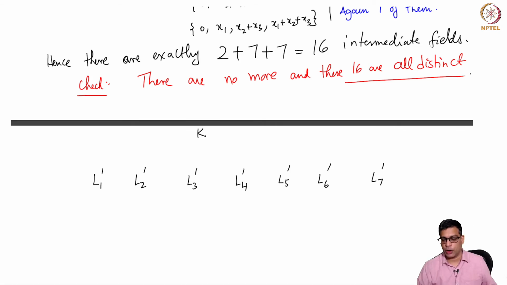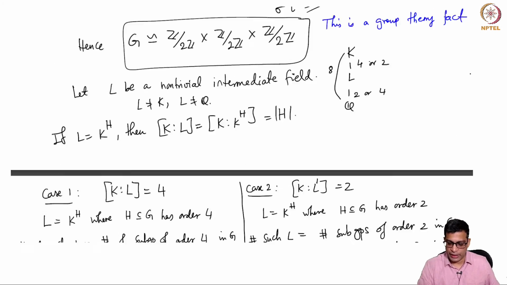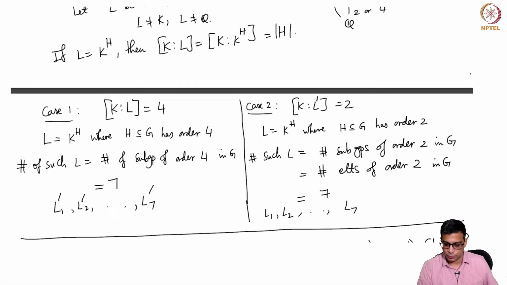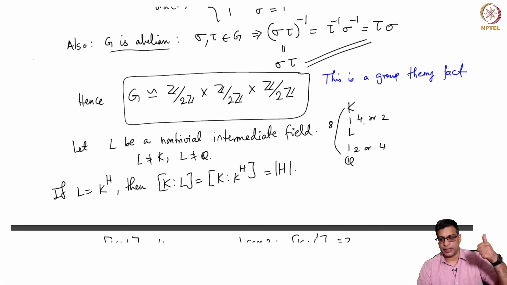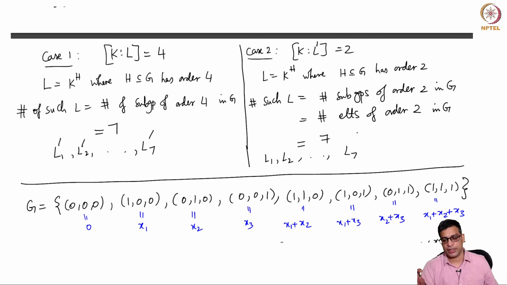All distinct is because of what I just said, and there are no more, because if you put any in between K and Q, it's either Q, we are done in that case, or K, we are done in that case. Otherwise, K colon L will be 4 or 2. If it's 4, it appears in case 1. If it is 2, it appears in case 2.